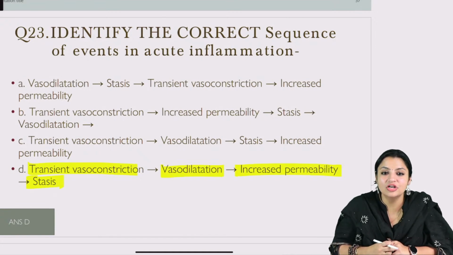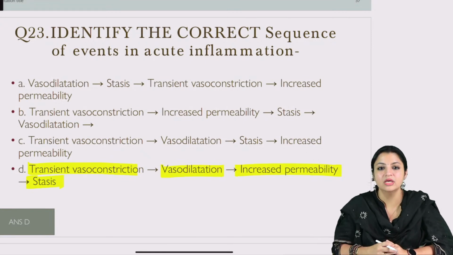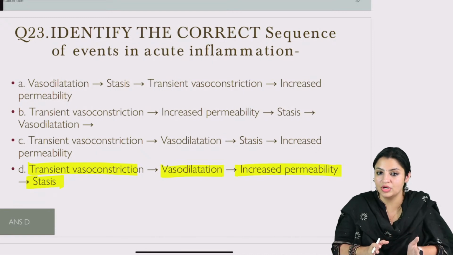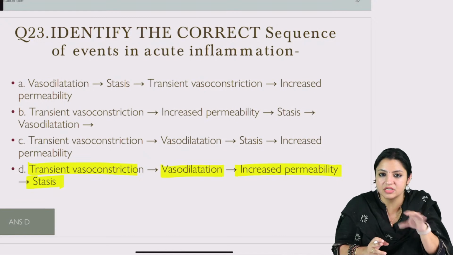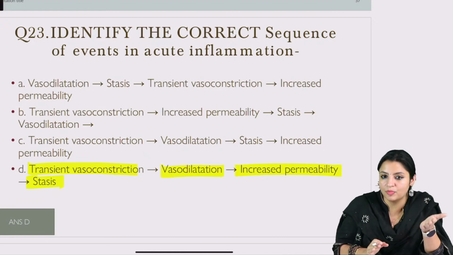So that is the correct acute inflammation order, which all of you should know. So remember, it is always vasodilatation. Vasodilatation occurs in arterioles, so blood goes very fast. It never causes stasis. Remember that point always, okay?